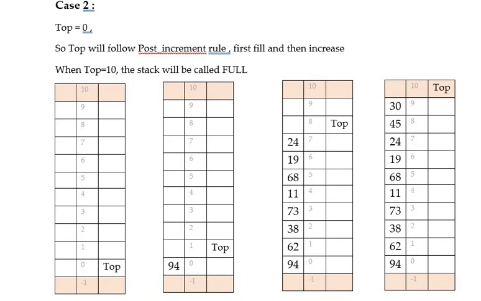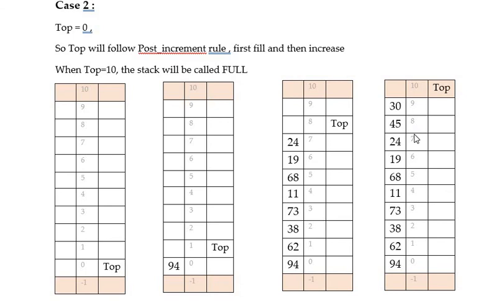Yes, just the way top could start with -1, top can also start with 0. If top starts with 0, then it will follow the rule of post-increment. That means first fill it and then change it. So, when top starts with 0, the entry takes place at top and then top increases by 1. Similarly here, top was waiting, entry took place and then top increased. Then entry first and then increase. In this way, after 24, top went to the next place where the entry will take place.